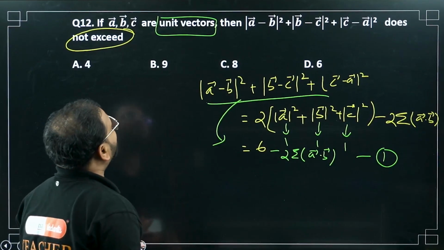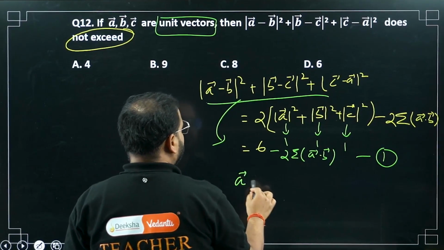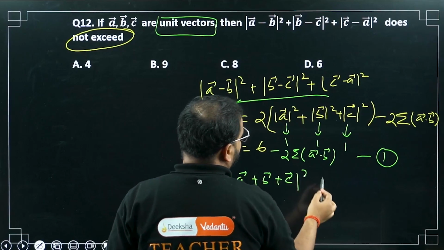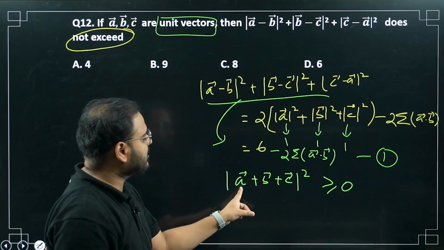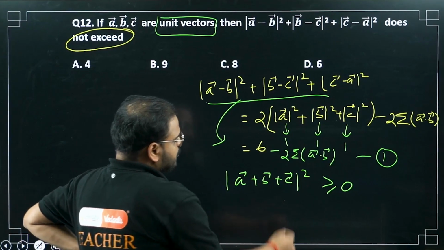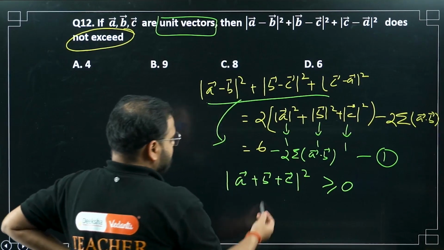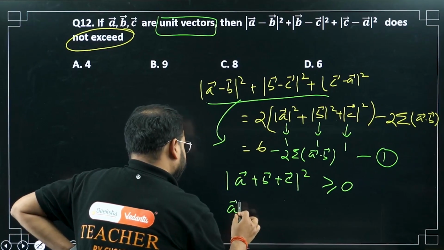Now next, what? They're saying these are unit vectors, so I can write vector A plus vector B plus vector C the whole square will be what? Always greater than or equal to 0. Correct, right? This is positive. Either equal to 0 or always greater than 0 because the whole square is there. So the minimum value that can exist will be 0 only. So let's write this. If I expand it, what am I going to get? Tell me here. I get the same thing.